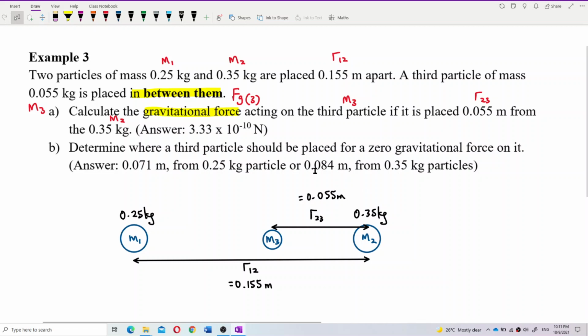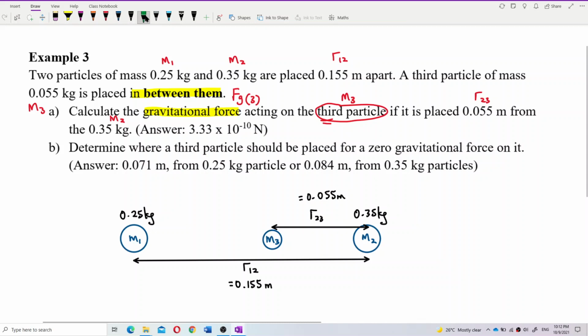So the question asks for the force on the third particle. This is important. On which particle? On the third particle only. So what you have to do is find the force only on the third particle. You don't have to draw the force on the other particles. Force on the first particle and force on the second particle, not important at all.